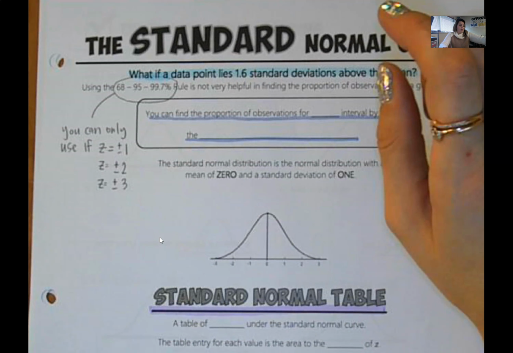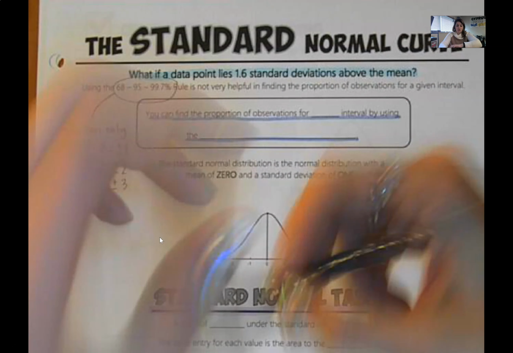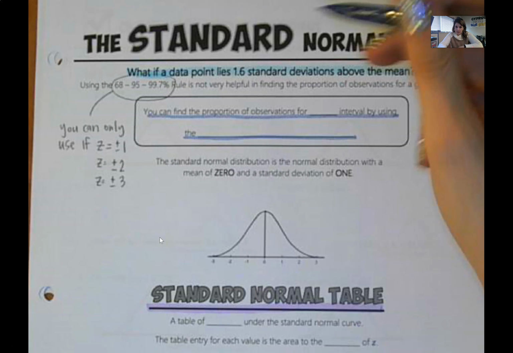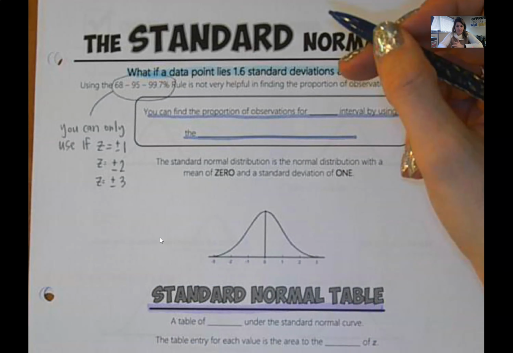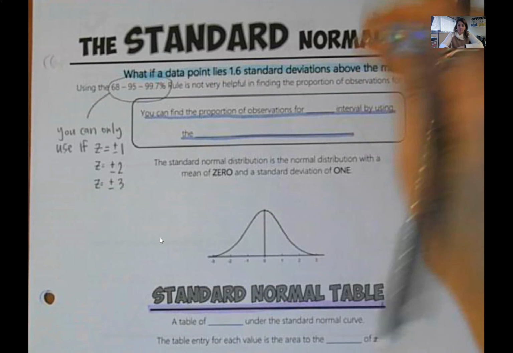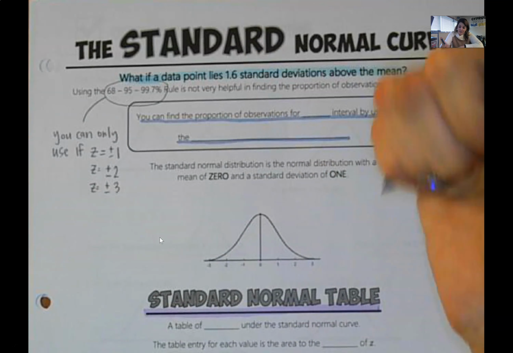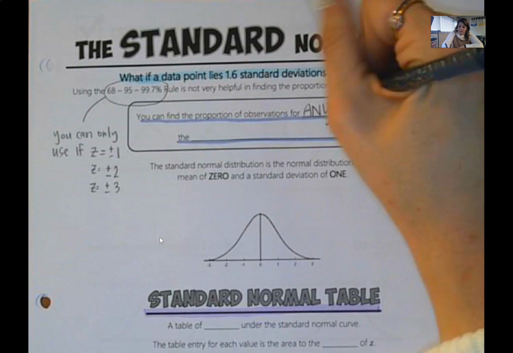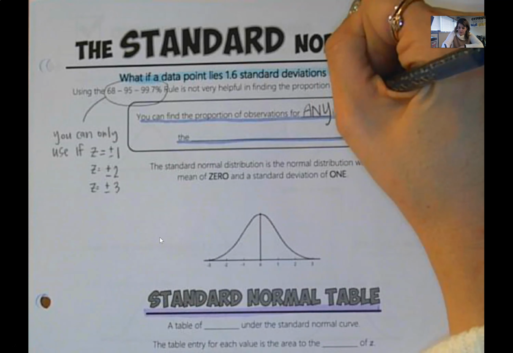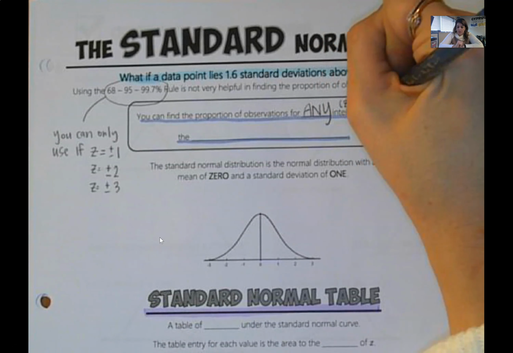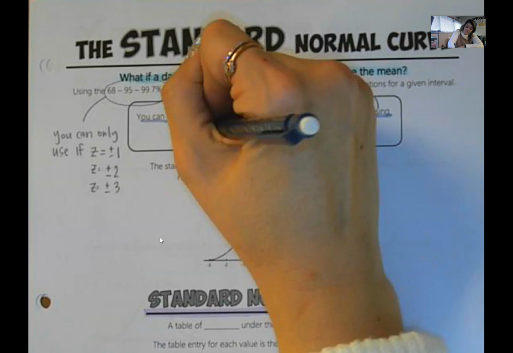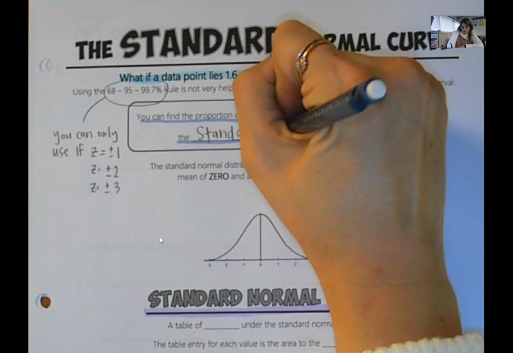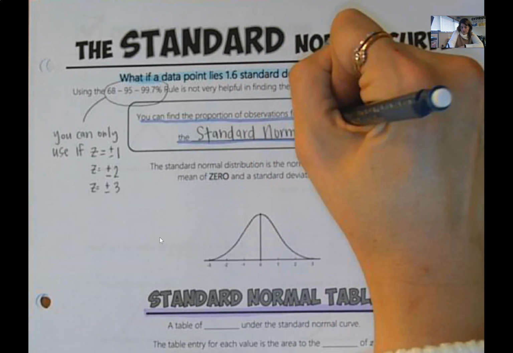So what's very helpful is that you can find the proportion or percent or area or probability, that all means the same thing, of observations for any interval. And when they say any interval, they mean any z-score, by using the standard normal curve.